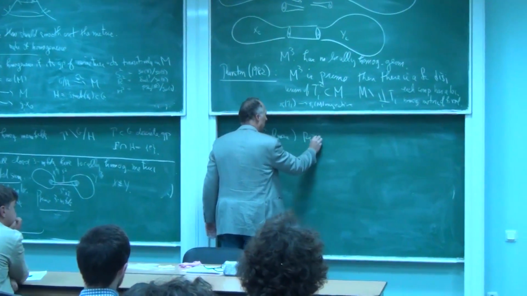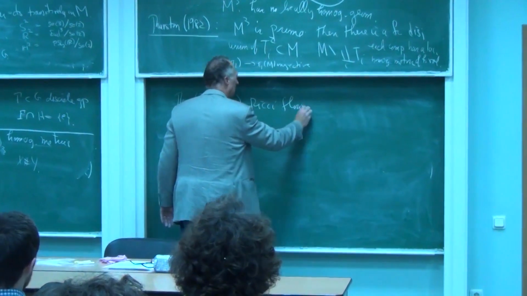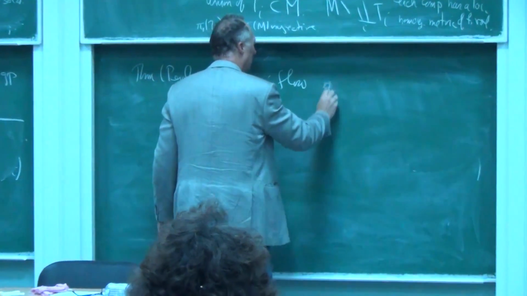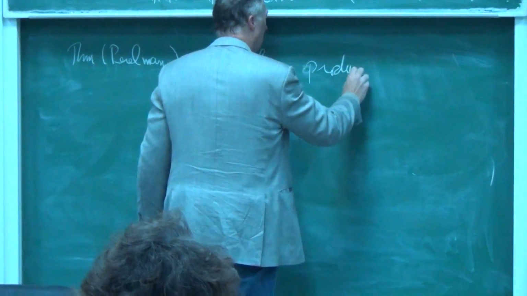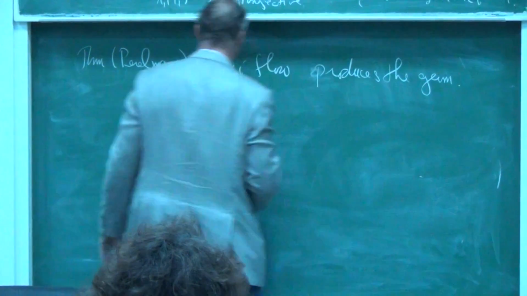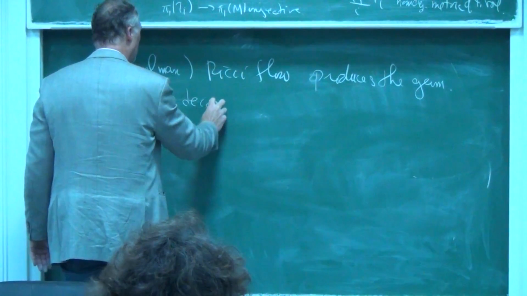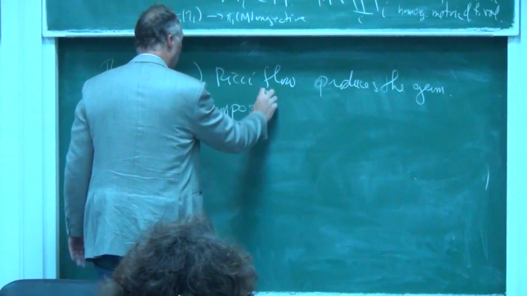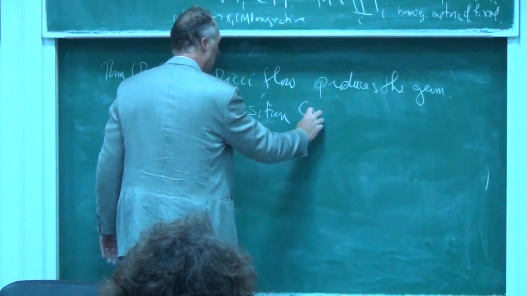Ricci flow produces the geometric decomposition conjectured by Thurston.